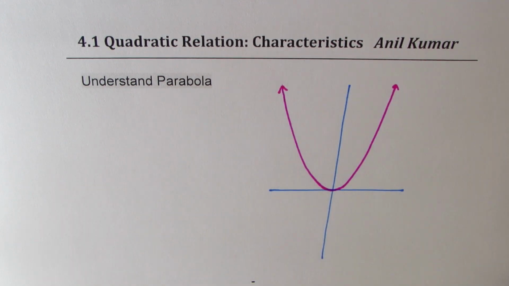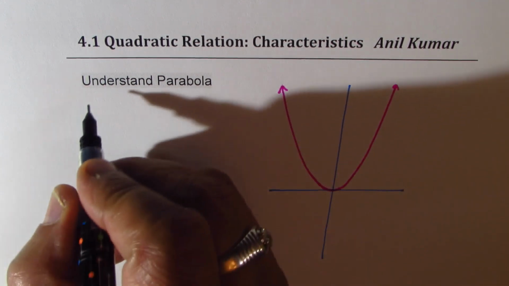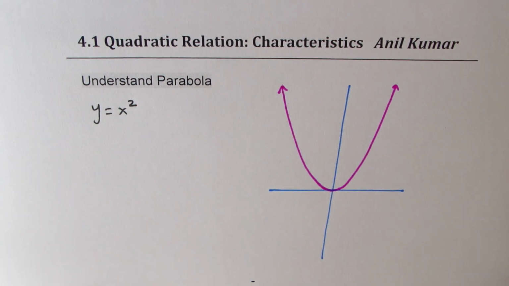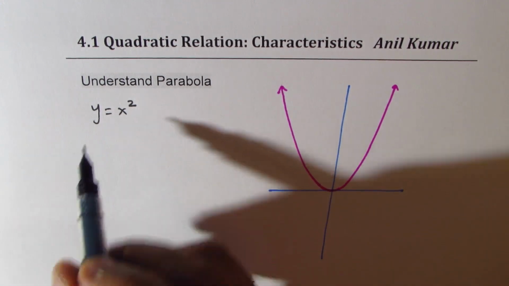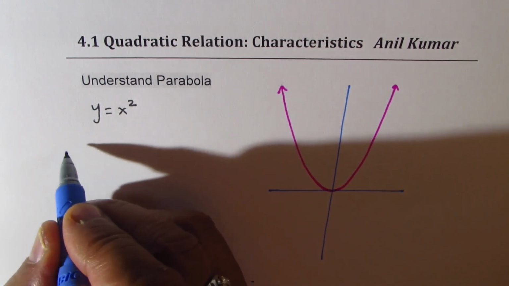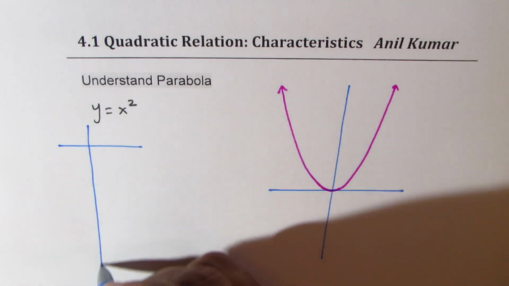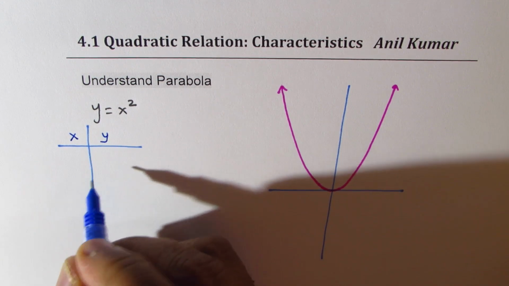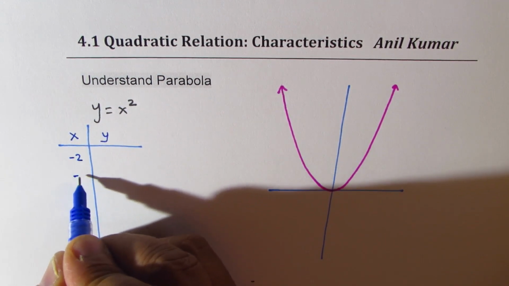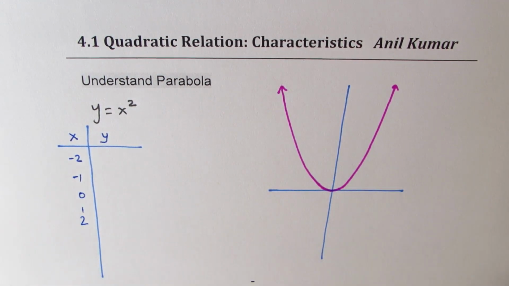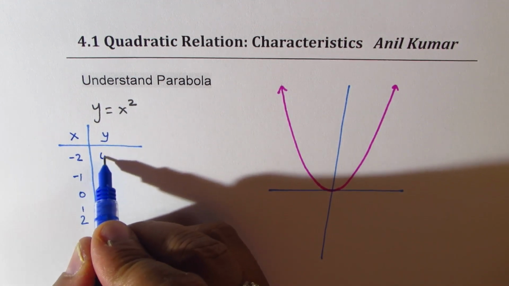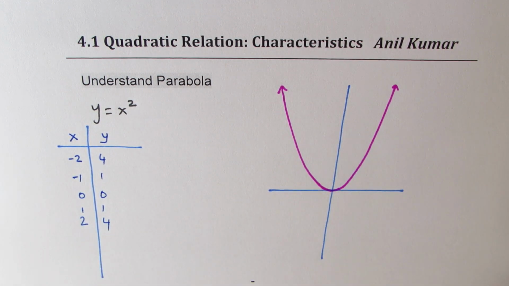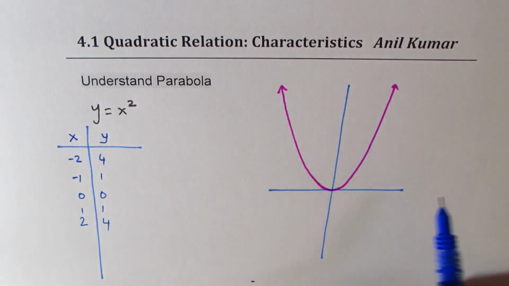Now I've sketched a graph of a polynomial function y equals x squared. You could actually make a table of values to sketch it. So what I'm trying to say here is that you could write some values of x and calculate y. Good values to take are -2, -1, 0, 1 and 2, and square them. You get positive values 4, 1, 0, 1, 4 as shown here, and you'll get a graph as shown here.